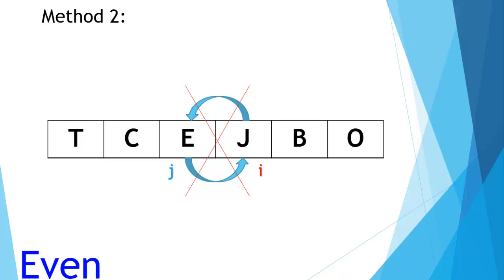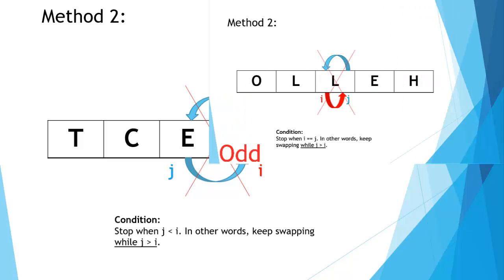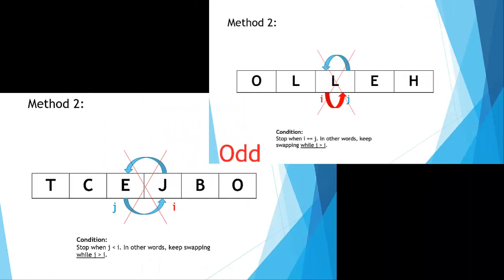So our condition is that we'll stop when J is less than I. In other words, keep swapping while J is greater than I. Notice that in both odd and even numbered strings, our conditions are the same. We'll keep swapping while J is greater than I. This is actually the condition that we'll put in our while statement in our code.